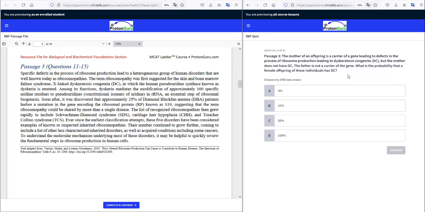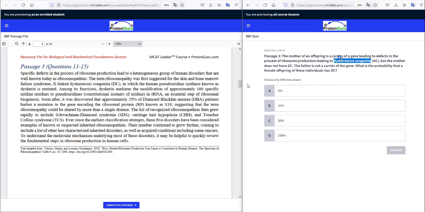Moving on to passage 3. The mother of an offspring is a carrier of a gene leading to defects in the process of ribosome production leading to DC. Now, this is not something you've got to study ahead of time. This is described for you in the passage. But the mother does not have DC. The father is not a carrier of the gene. What is the probability that a female offspring of these individuals has DC?